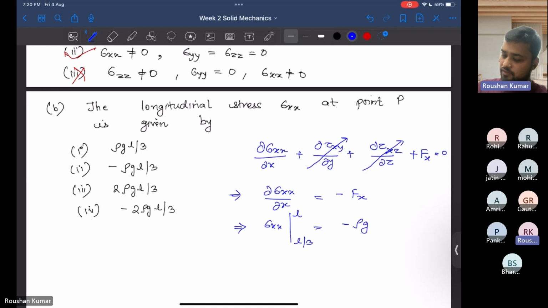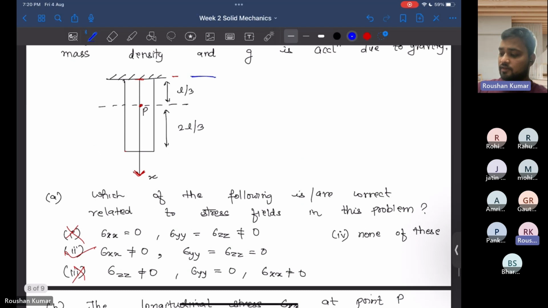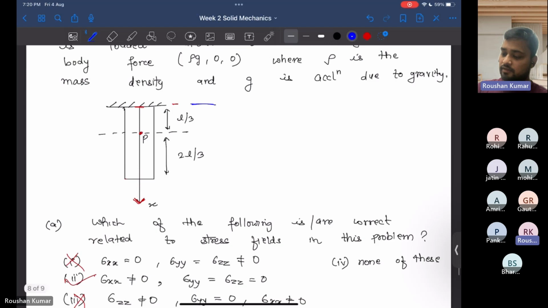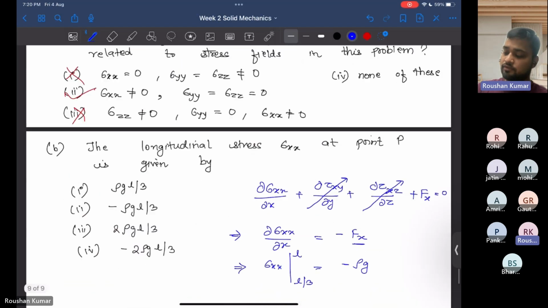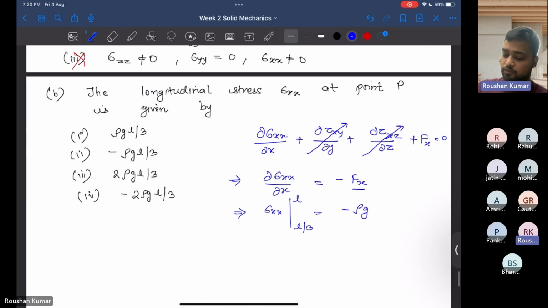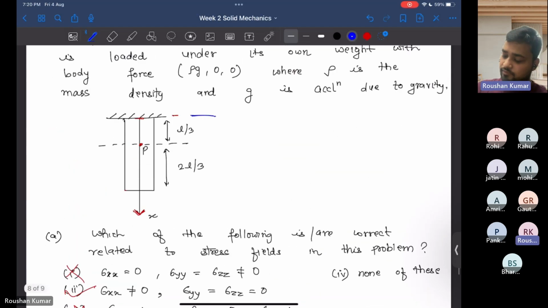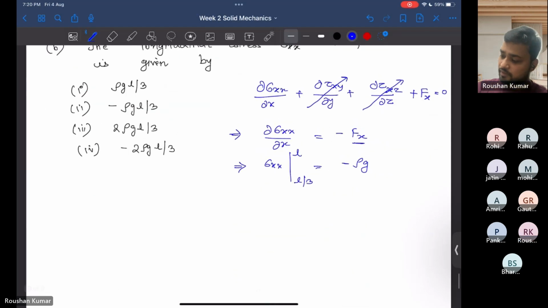minus rho g. What is fx here? So fx is basically the force acting in the downward direction, that is the external force, and here the mass density is rho and g is the acceleration due to gravity. The total force acting along the downward direction is rho g. And if we move the delta x term from the left hand side to the right hand side, it will become integral over dx, where it goes from L by 3 to L.